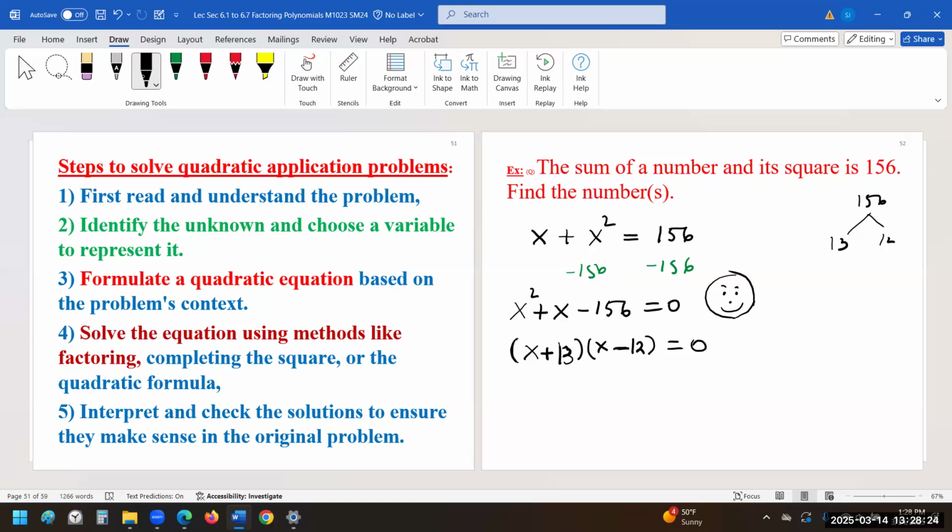How do you start solving? We take each of them and set that equals 0. So we subtract 13 from both sides of the equal sign. We add 12 to both sides of the equal sign. So what is our x? Negative 13 or positive 12.